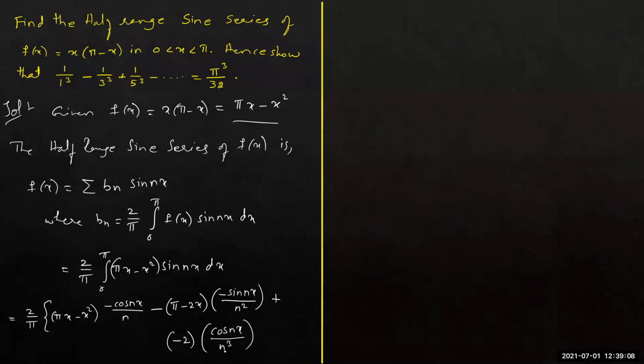That's how I can stop here. You see, when you differentiate minus 2, it is anyway 0. So I'm not continuing this with the limits here from 0 to pi. Now see, we need to substitute the limits.